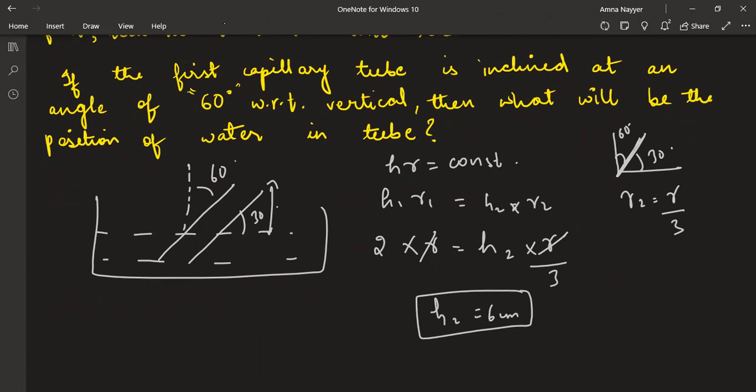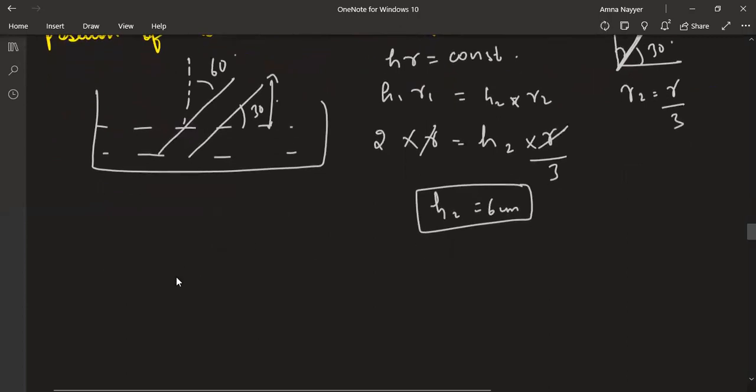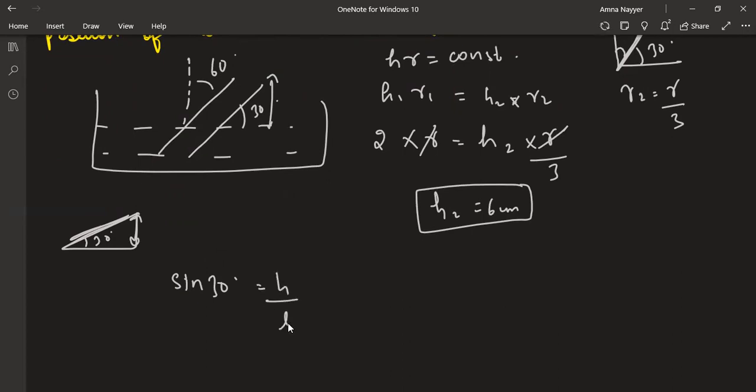Secondly, it says, what will be the position of water in the tube if this is inclined? So see, class, what difference will come if it is inclined? Look here. If it is inclined, then you will take sine 30 degree. This will be the triangle, no, for you. This was the edge of the tube. This is the height that you want to calculate. So take sine 30. Perpendicular and hypotenuse will be involved in sine 30. That will be H by L. So sine 30.